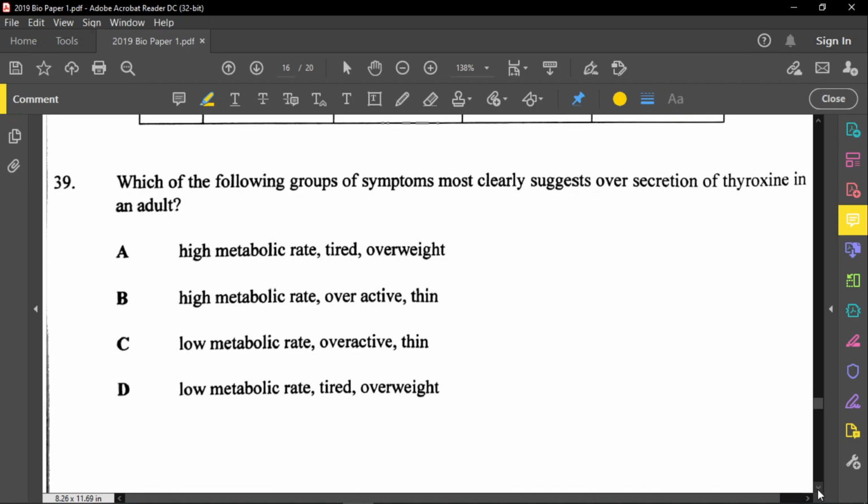And if you're more active, then you tend to lose a lot of weight because you'll be burning your calories, you'll be burning your fat molecules, and the body is just burning energy constantly. And so therefore 39 here will be B. All right.